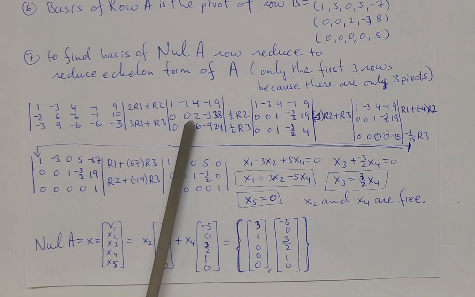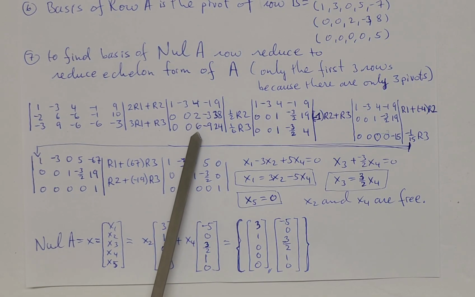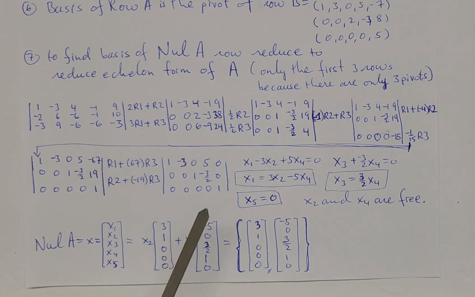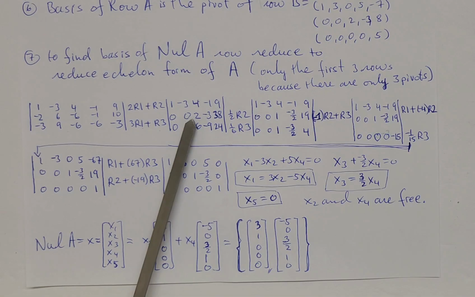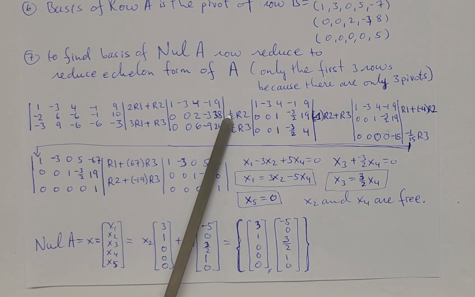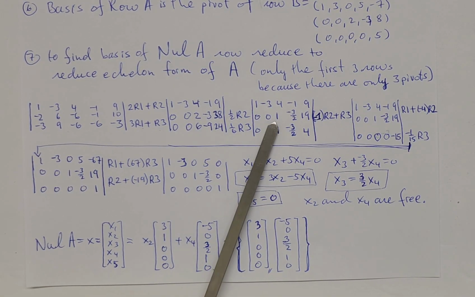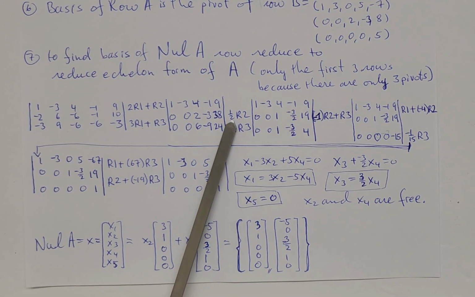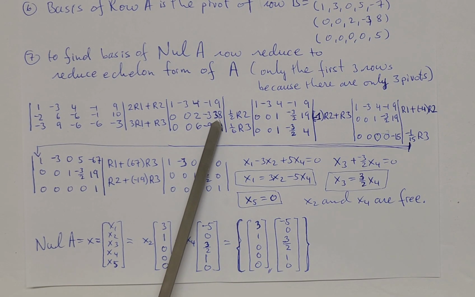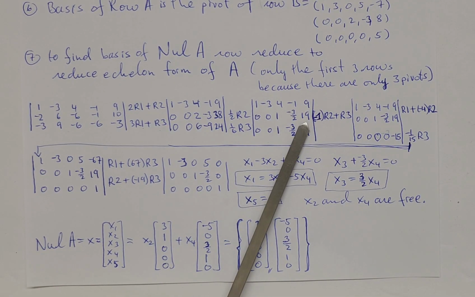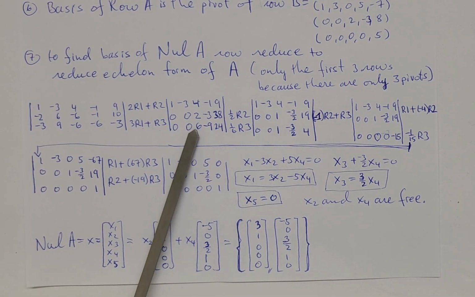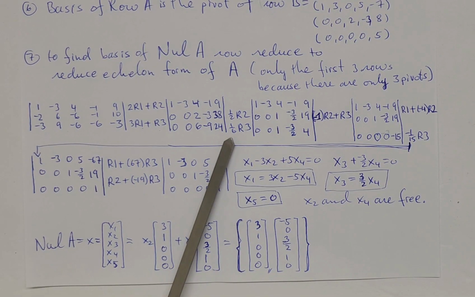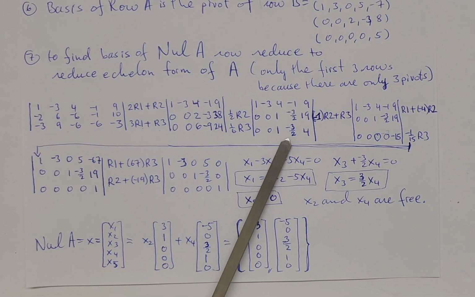We need this 2 to be a 1, and we need this 6 to be a 1, so multiply by the reciprocal. I have a half, so 1 over 2 times 2 gives me this 1. 1 over 2 times negative 3 gives me negative 3 over 2. 1 over 2 times 38 is 19. 1 over 6 times 6 gives me this 1. 1 over 6 times negative 9 gives me negative 3 over 2.